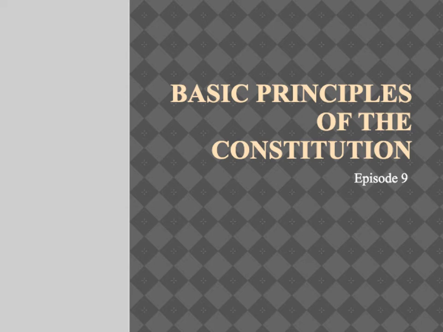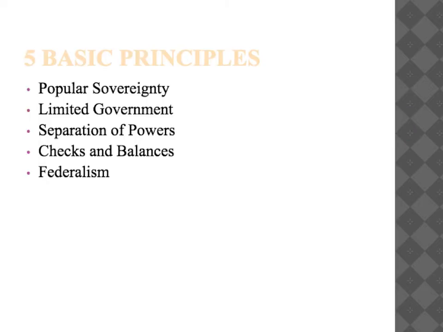The basic principles of the Constitution. Episode 9. Alright, I'm going to list out the 5 basic principles that make up our U.S. Constitution. First up, we got popular sovereignty, then limited government, separation of powers, checks and balances, and federalism. Guess what? I'm going to go into each one of those in detail right now.